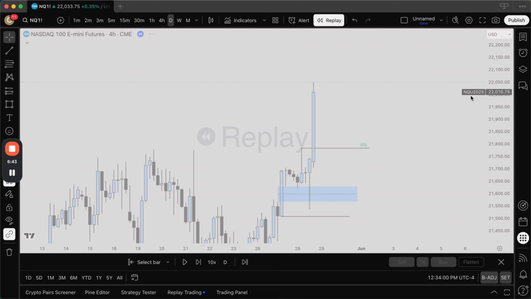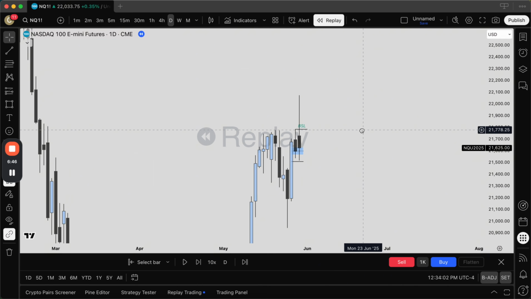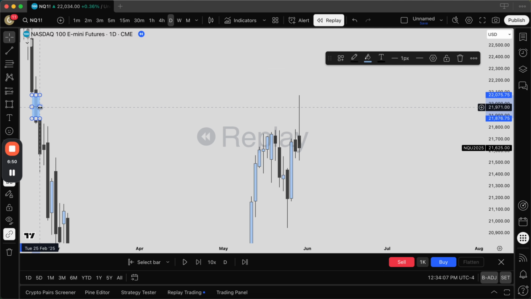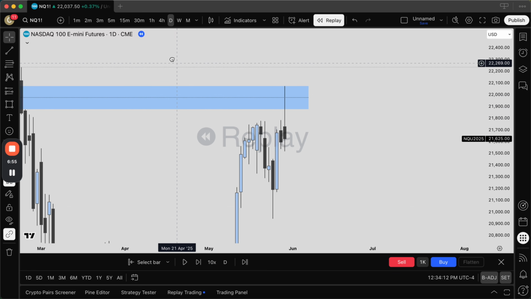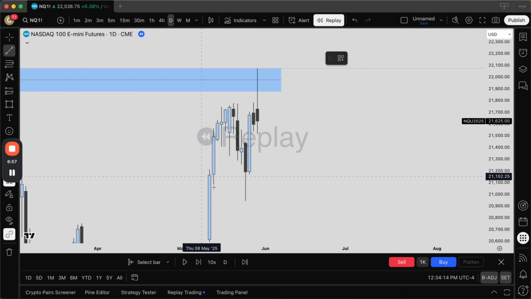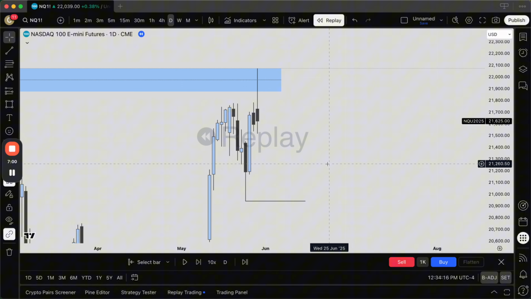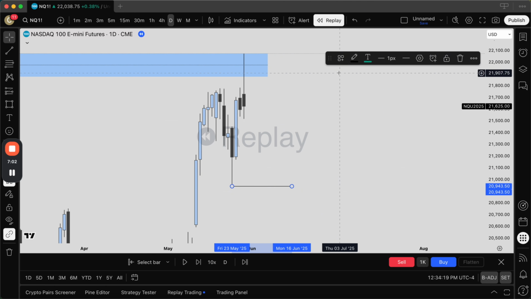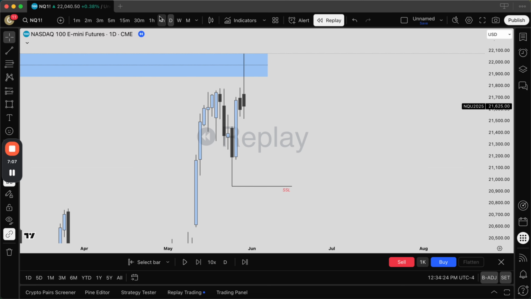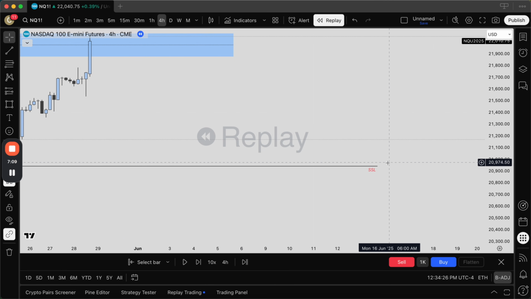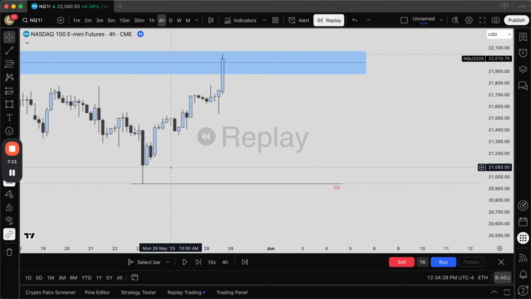Okay, so now what I would do, I would go to the daily, see what's happening here. On the daily, we see this bearish daily fair value gap. That price clearly respected. So with that, my draw would now be this low right here. Okay. Let me draw this out. Go to the 4-hour time frame. Okay, so this is my draw. Now that we tapped into that daily fair value gap, let's see what happens.